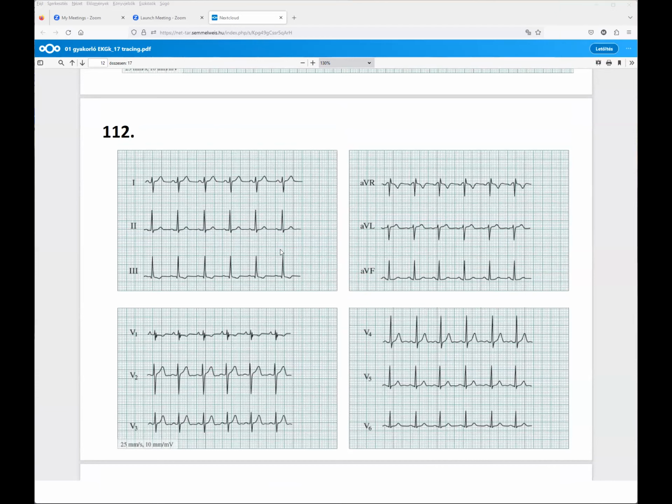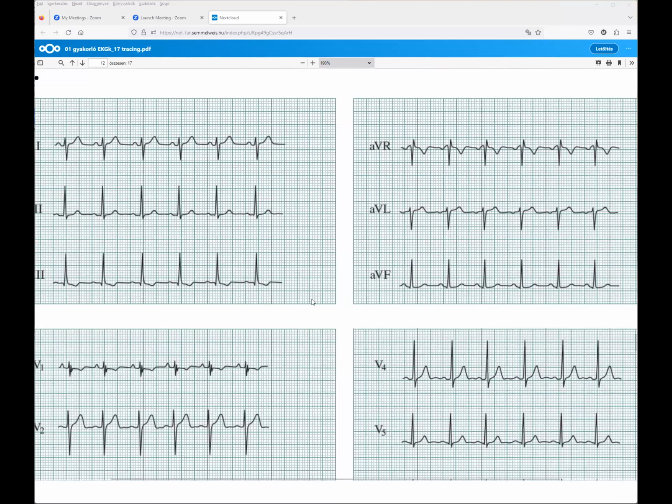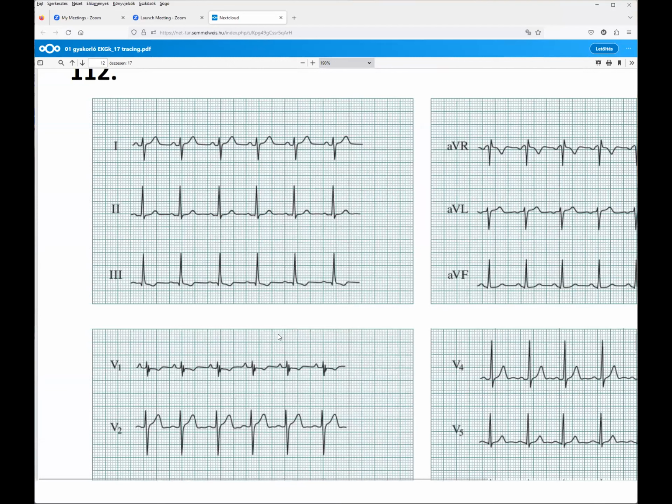Yeah. So I'd say this is rhythmic. And so I calculated the heart rate using the rule of 300. So I counted three big squares between the intervals. So that would be 100 beats per minute. Okay. Which, yeah, is on the higher side, I guess, but still regular. 100. And then that's it, okay.